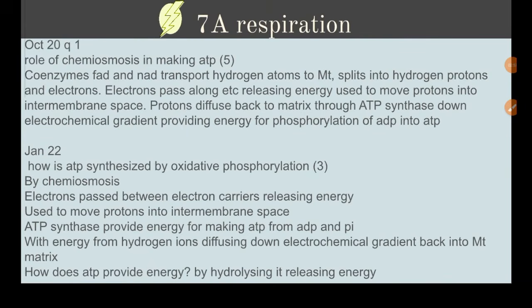We have the role of chemiosmosis in making ATP. This was for 5 marks, and I wrote down the answer. And finally, how is ATP synthesized by oxidative phosphorylation? It's synthesized by chemiosmosis. So electrons pass on from electron carriers, releasing energy used to move protons, and everything we discussed earlier. And we are done with 7A.